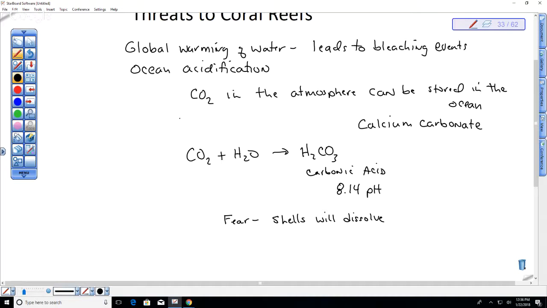Another threat that is probably easier to fix would be siltation. So what do you think siltation is due to? Where's the silt coming from? Runoff, right? In the mainlands, if we have lots of logging forests next to streams that then go out into the ocean, then that silt is going to cover up the polyps and they're not going to be able to feed. So it's going to essentially suffocate them. And so siltation is due to deforestation.